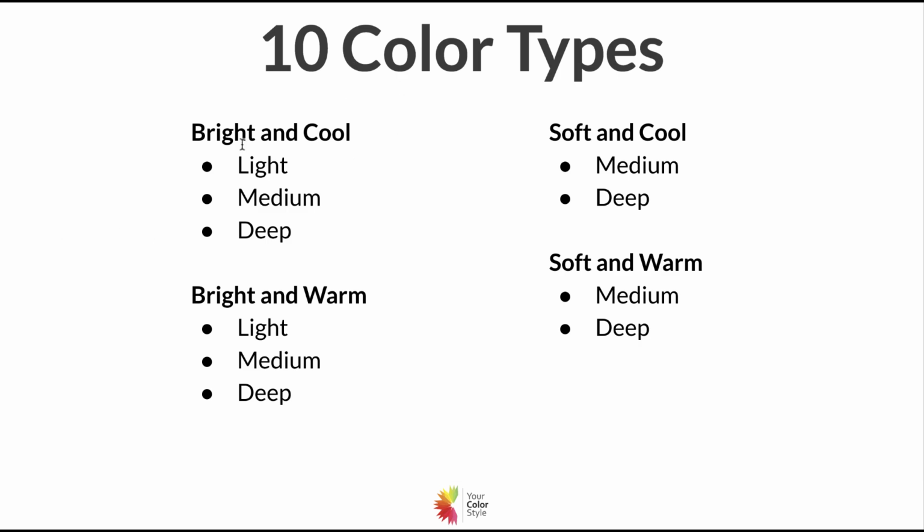The 10 color types. Over on the left, we have our bright color types. If you are new to Your Color Style, I will explain all of these words, so don't worry about that. For bright and cool, we have 3 categories: bright, cool, and light; bright, cool, and medium; bright, cool, and deep. That's how you read it. Bright and warm, same thing. Soft and cool, we have medium and deep, and soft and warm, we have medium and deep.